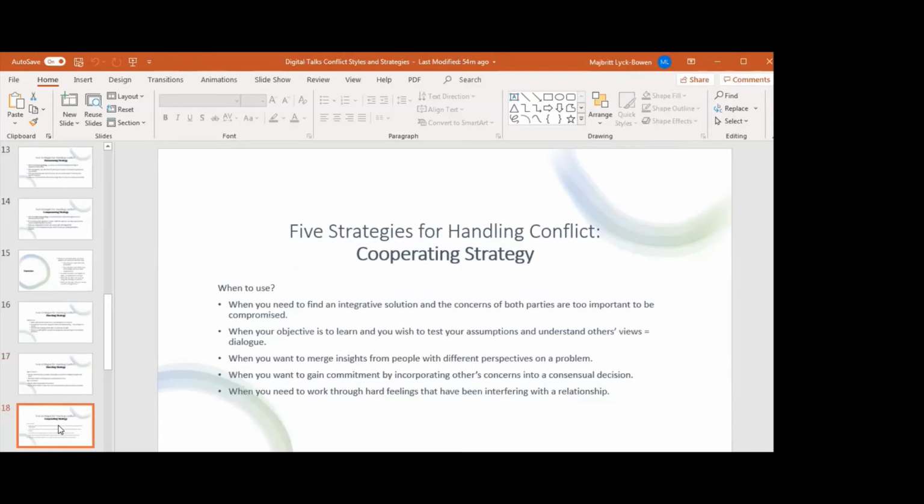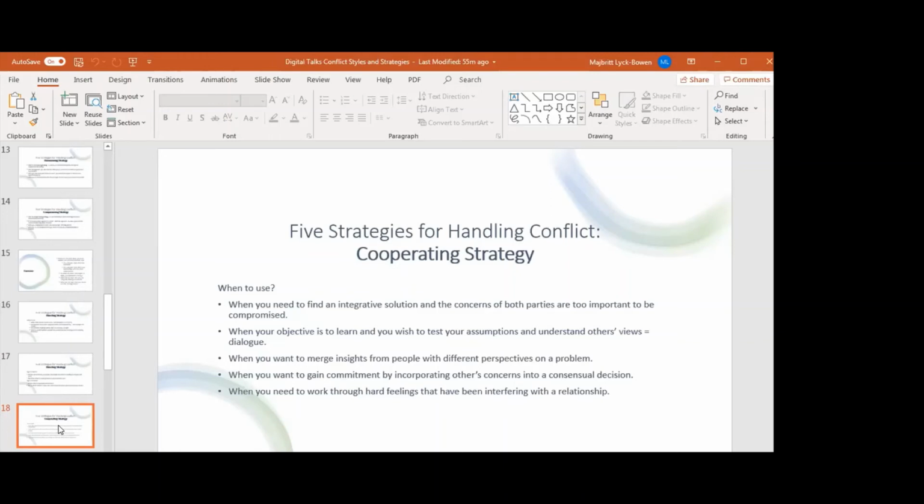The cooperating strategy, when should we use that? That's really when you need to get a solution and the concerns of both parties are too important to be compromised. So this is where you feel that both parties should really be listened to. And this is also really a good strategy when you're not necessarily focused on reaching a particular conclusion or outcome, but you're really more interested in getting to know what assumptions and understandings other people have. So what are other people's views, basically? This is where dialogue, for example, can be quite helpful.